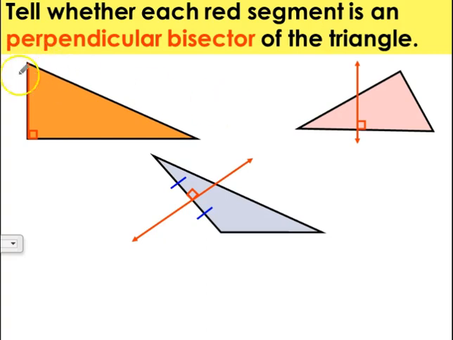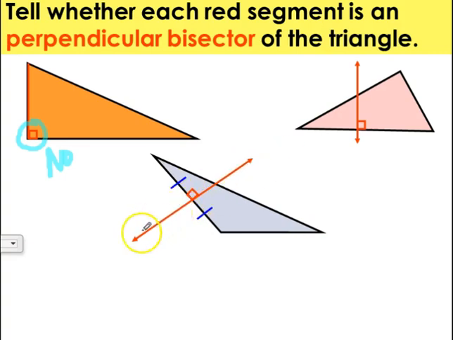So looking at this first red segment, is that a perpendicular bisector? It's got the right angle, but does it bisect one side into two equal parts? No. So this is not a perpendicular bisector. Let's look at this triangle down here.